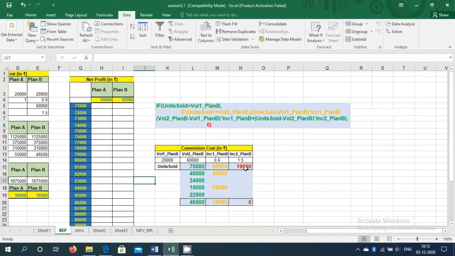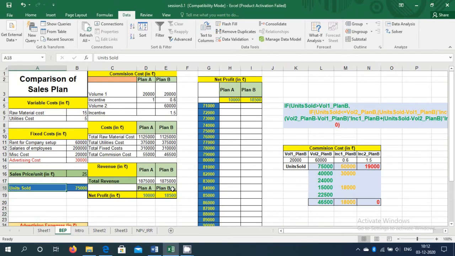Then after incentive 2 plan B, that is 19,000, which is less than 20,000. So in this case, this one is coming, that is the else statement. Any figure we take over here, accordingly the resultant would be over here. So this is the thing.